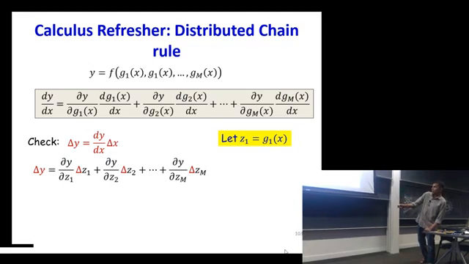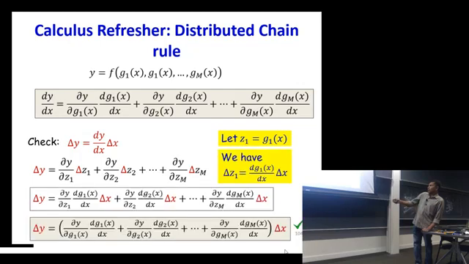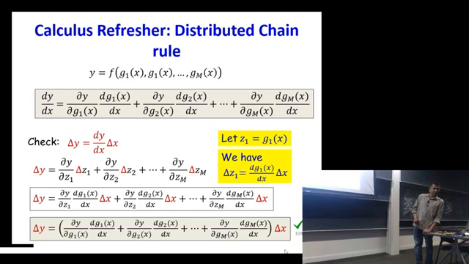And we've already seen that this relationship holds from the previous slide, right? And we also have delta zi based on this definition is dgi over dx times delta x. So plugging this relation into these guys, you're going to see delta y is dy over dz1 times dg1 over dx times delta x plus dy over dz2 times dg2 over dx times delta x. I can group things up, and the term within the parentheses is exactly what you got over here. So this relationship holds.